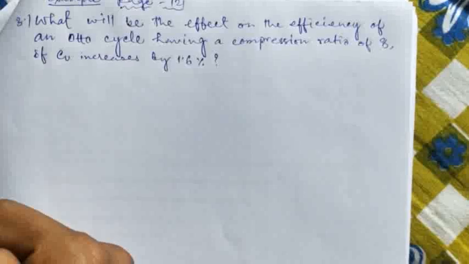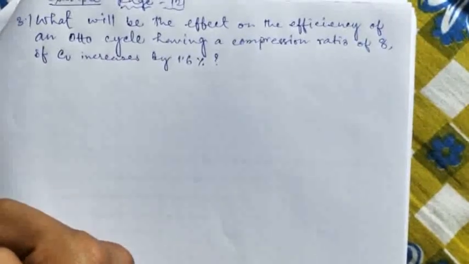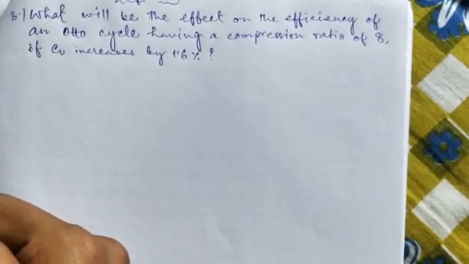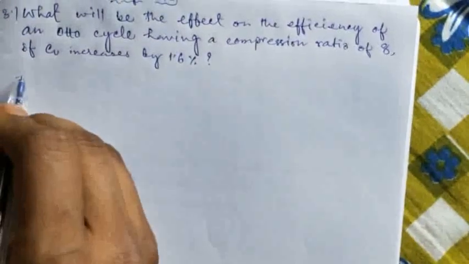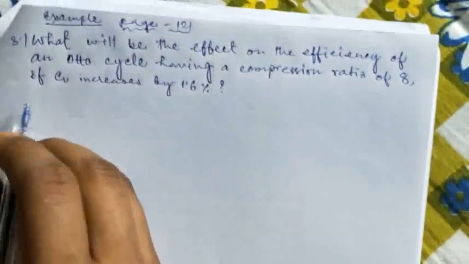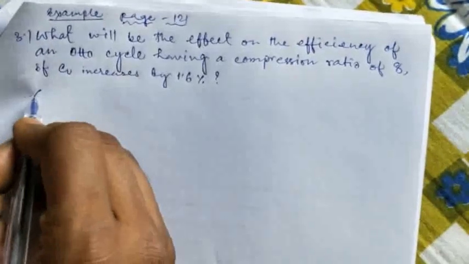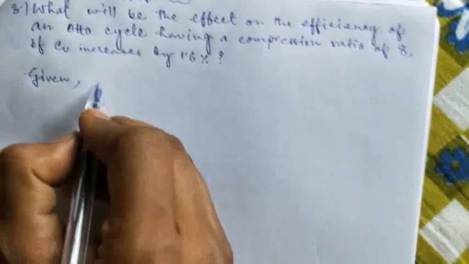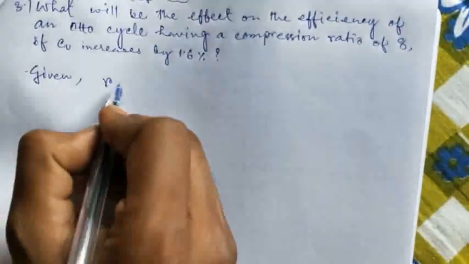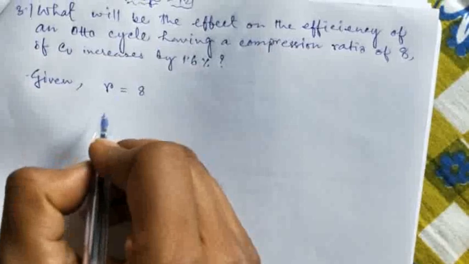8 if Cv increases by 1.6%? What will be the change in efficiency if Cv increases 1.6% if the compression ratio of the cycle is 8? So let us write down in the solution what is given first. Here the compression ratio small r is given as 8.